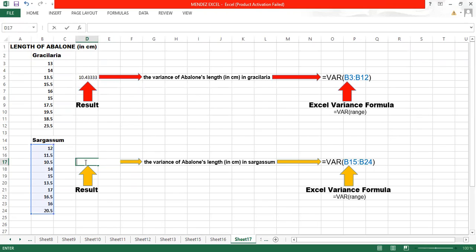Now let's encode equals VAR open parenthesis. Our range is B15 to B24, then close parenthesis, and press enter. So the result is 9.002778. Based on the data sets above, the variance of the Gracilaria for group A is 10.43333 centimeter, which is greater than the variance result of the Sarcodia for group B, which is 9.002778 centimeter. Now finally, let's find out the value of the standard deviation in this given data.